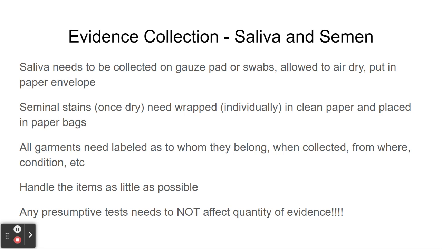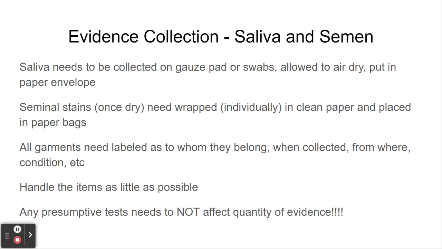Now, any presumptive tests, and we haven't talked about this yet. Presumptive tests are used to determine whether or not what you're looking at is what you think it is. So maybe you have a red stain on, I don't know, a tennis shoe, and you want to know, is it blood? So you're going to perform a presumptive test to determine yes or no, it is or isn't blood.